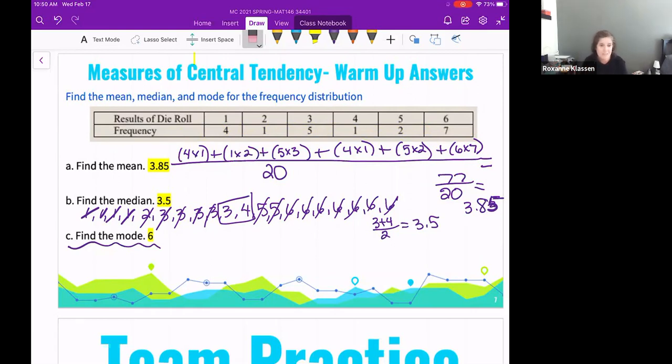I can take half of 20. So half of 20 is 10, right? So my middle is going to be between the 10th data point and the 11th data point. Okay, so I could find that on my frequency table.